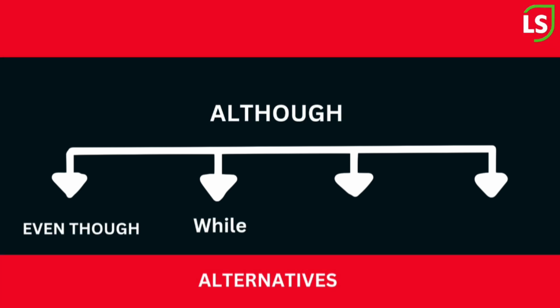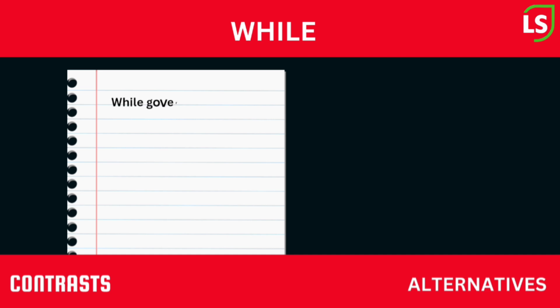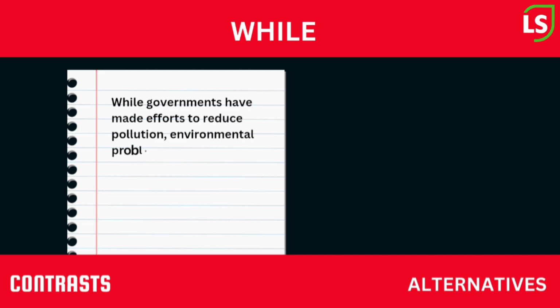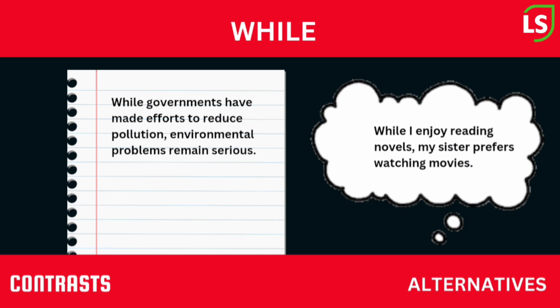Next, while. Another very common conjunction, suitable for both writing and speaking. For example, while governments have made efforts to reduce pollution, environmental problems remain serious. Here, the government's actions didn't achieve the expected results. In the speaking test, you can say, while I enjoy reading novels, my sister prefers watching movies. This highlights two different preferences.